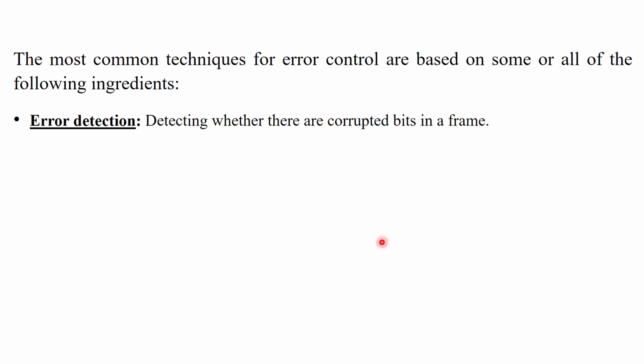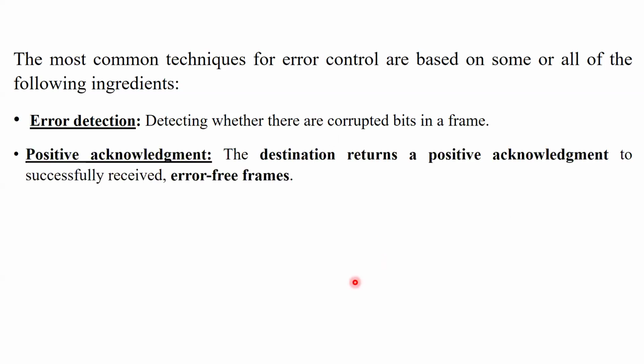We are already aware of this: detecting whether there is a corrupted bit in a frame or not. Coming to the second ingredient, positive acknowledgement. The destination returns a positive acknowledgement for successfully received, error-free frames to the sender.